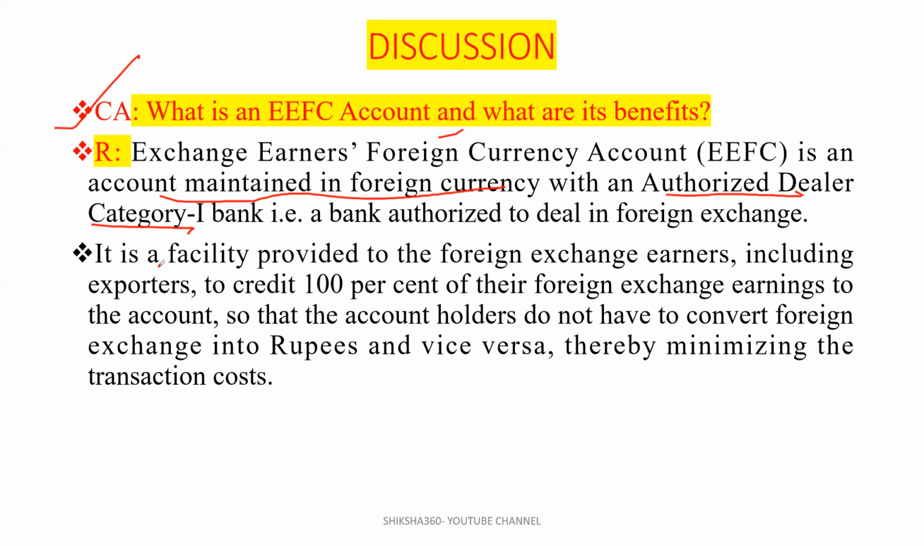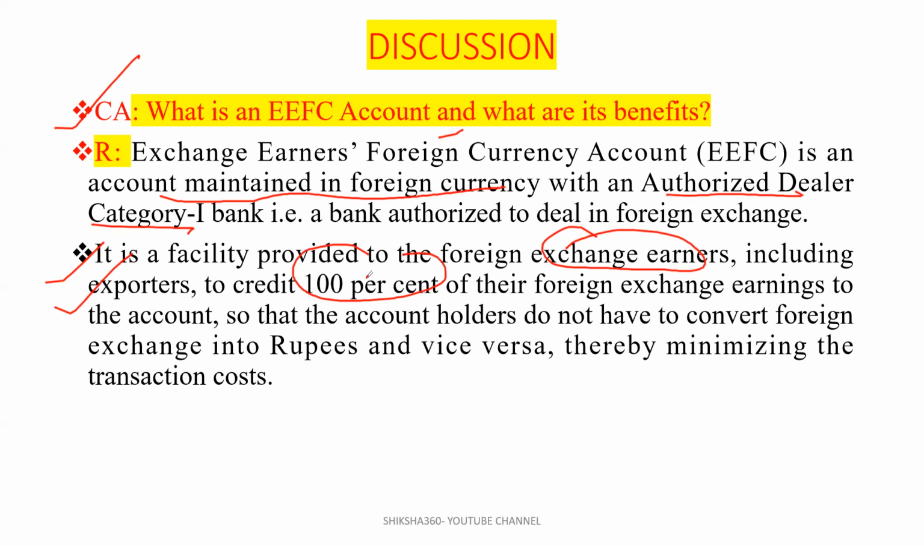So we have to open this account with a dealer that has a license to deal in foreign exchange. Further, it is a facility provided to foreign exchange earners, that is, persons who are earning from abroad, including exporters, to credit 100% of their foreign exchange earnings to the account, so that the account holders do not have to convert foreign exchange into rupees and vice versa, thereby minimizing the transaction cost.